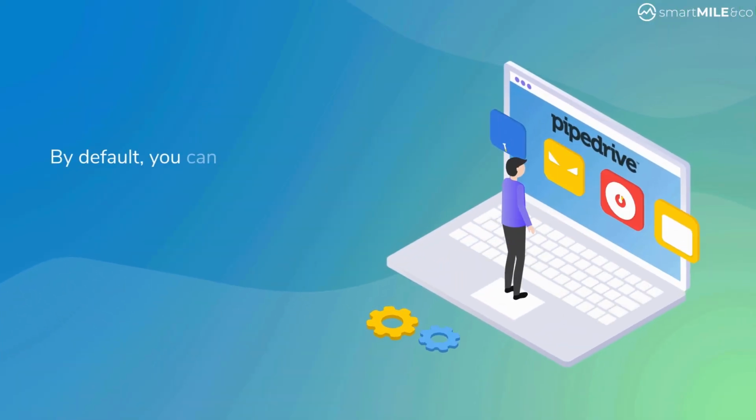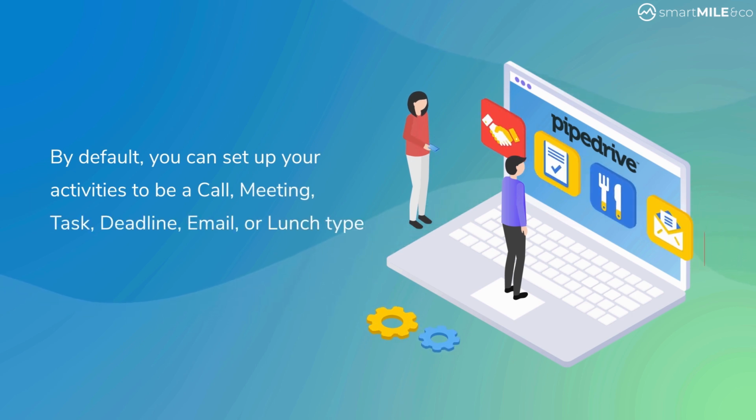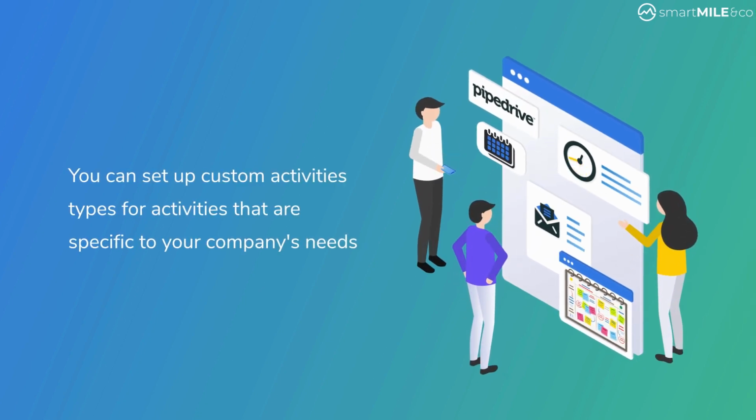By default, you can set up your activities to be a call, meeting, task, deadline, email, or lunch type. You can set up custom activity types for activities that are specific to your company's needs.